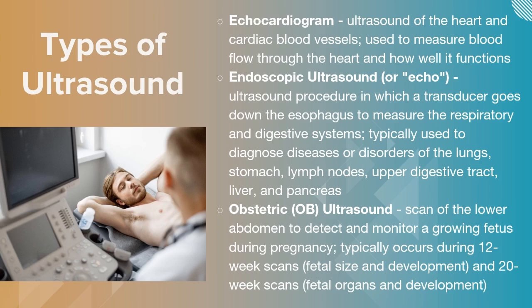The ones that more people are familiar with, obstetric ultrasounds, scan the lower abdomen to detect and monitor the growing baby during the pregnancy, placenta, growth anomalies. It typically occurs around 12 weeks gestation, depending on diagnosis and condition, and again at 20 weeks for an anatomy scan. If there are obvious concerns and issues, it'll be done more frequently.